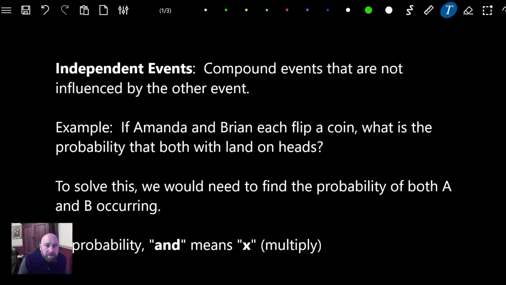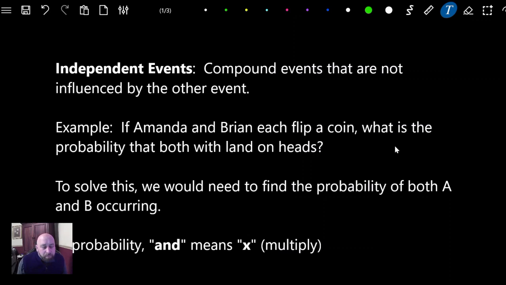An independent event is a compound event that is not influenced by other events. What does that mean? Something that's influenced by other events would be like, if this happens, then this can happen after that. But an independent event is something that can happen and something else that can happen, and they don't have anything to do with each other. The one is not contingent on the other thing happening. All right, here's an example.